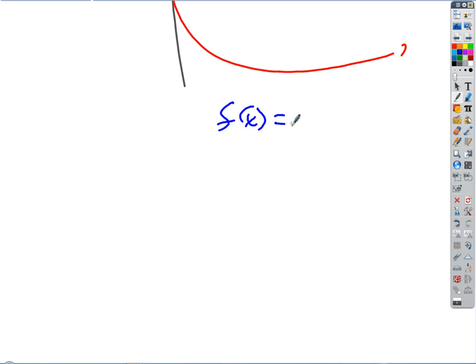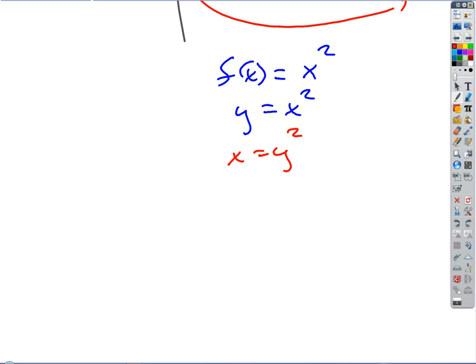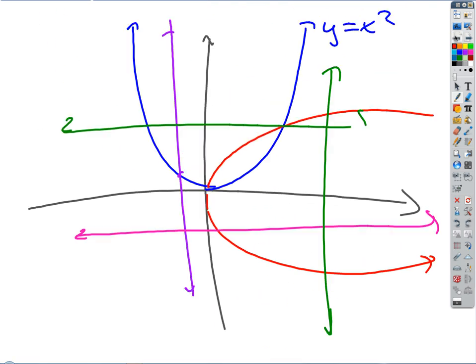If f of x equals x squared, what's our recipe? Square root, or write it in terms of y. Change the variables. So what's y equal to? Square root of x. Not exactly. Plus or minus square root. Plus or minus. Okay, and that's important.